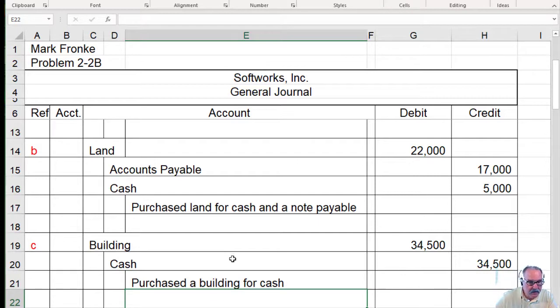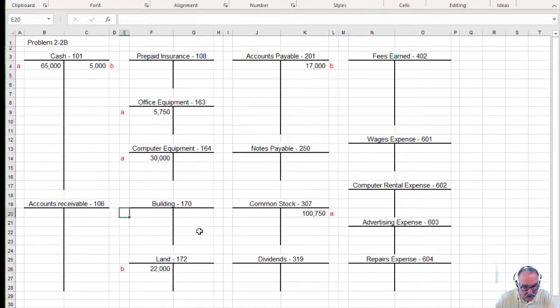And now we can post these to our T accounts. Debit to the building. This is transaction C. $34,500 and a credit to cash. $34,500. Okay. So this is how it works.